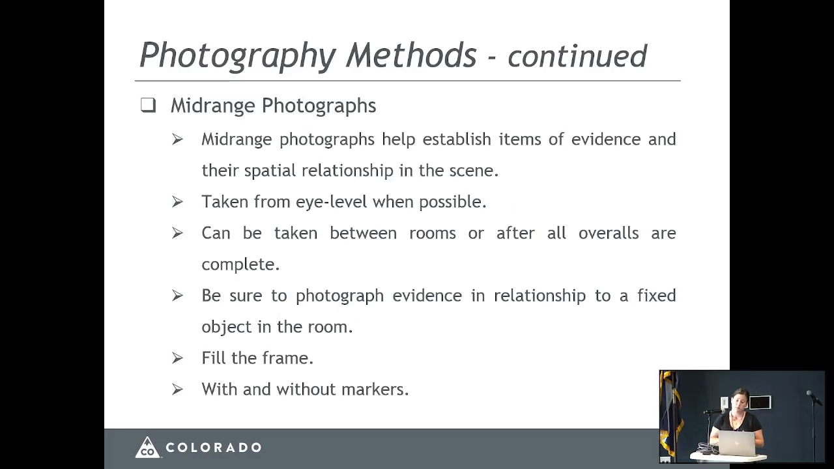Mid-range photographs help establish the items of evidence and their spatial relationship within the scene. So typically, I recommend using a fixed object within your scene to be next to your item of evidence or whatever you're trying to document, just to show the relationship that it has within the scene. So if I was documenting that piano, I would want to get at least a partial section of that door frame in my photograph, just to show the general reference of how far away that piano is from the door.